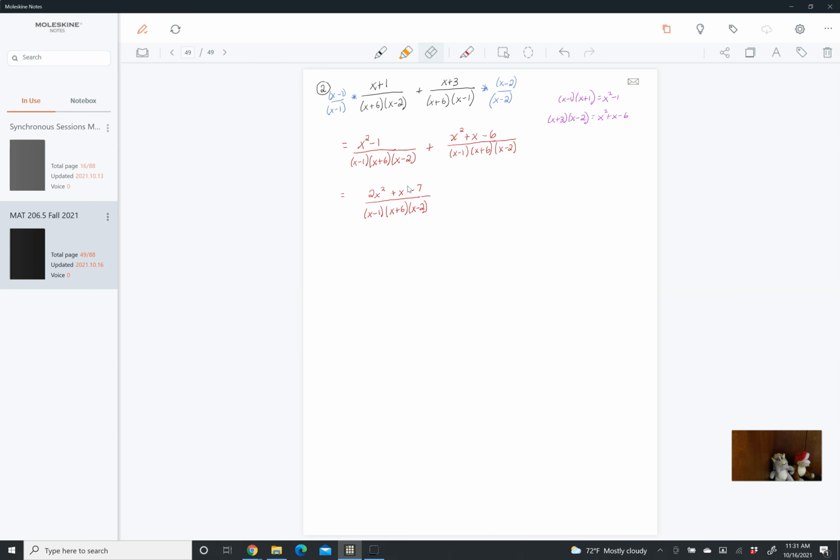Okay, so in other words, you have a choice in the step that you write. You can either write it like this, or you can write it as x squared minus 1 plus x squared plus x minus 6 over this denominator just once. Okay, you have a choice. If your choice confused you, just do it this way. It's fine. This is probably the neater way to do it. And this is not factorable, so this is our final answer.